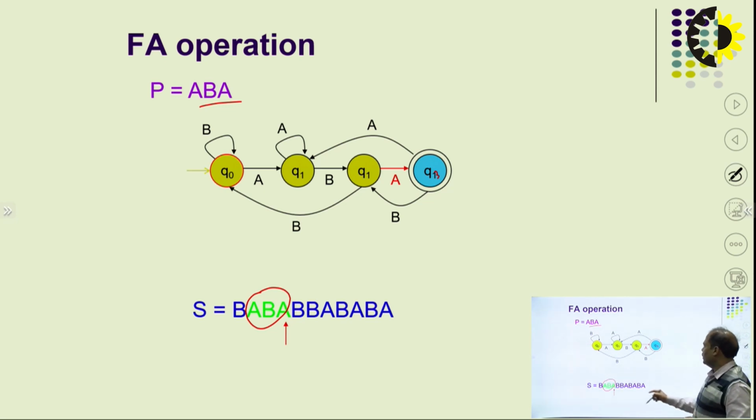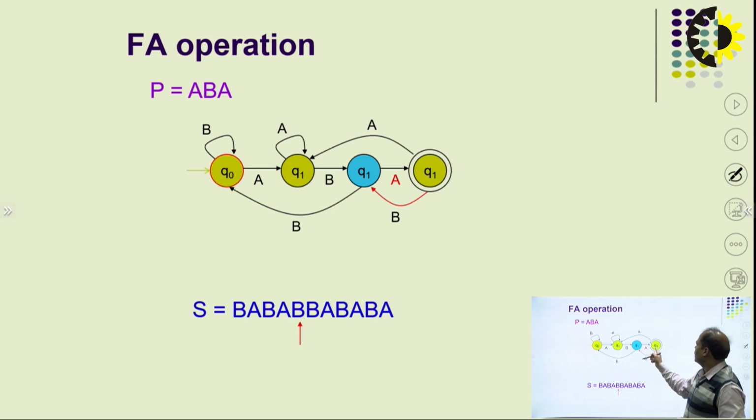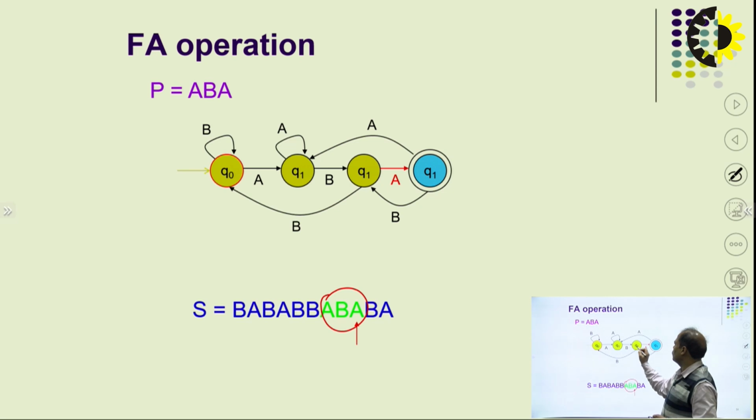Then again reading B, we still get Q1, then again reading B, it comes to Q0, then reading A, it restarts, going to Q1, again B, going to the next state, and then again A, reaching the final state. That means this is also a match. The state names don't matter: Q0, Q1, Q2, Q3. We can give them different names, there is no problem.